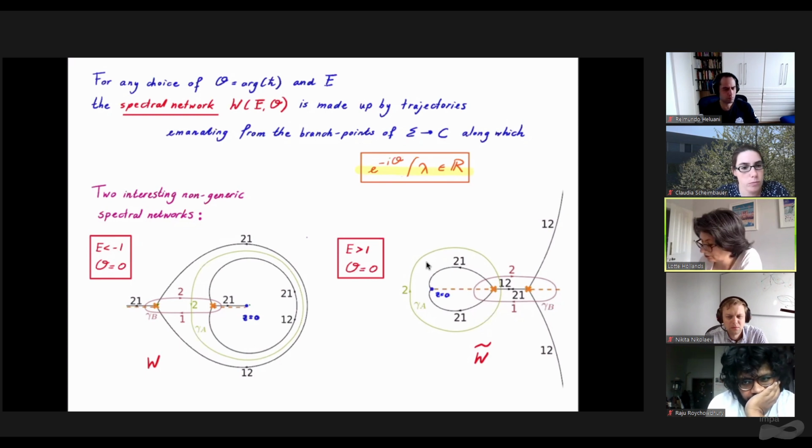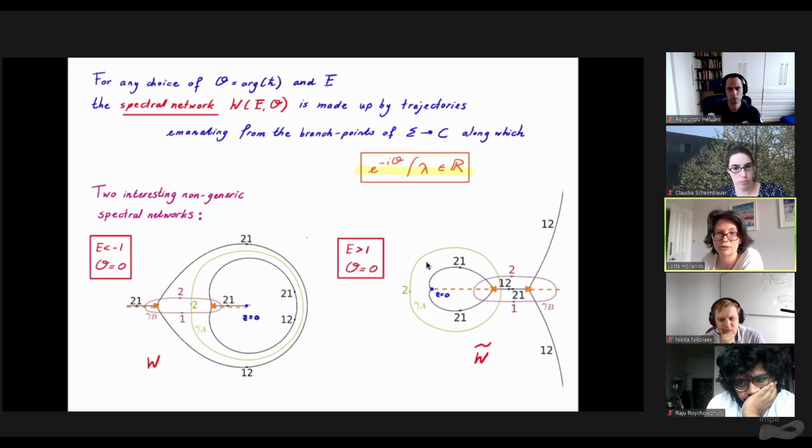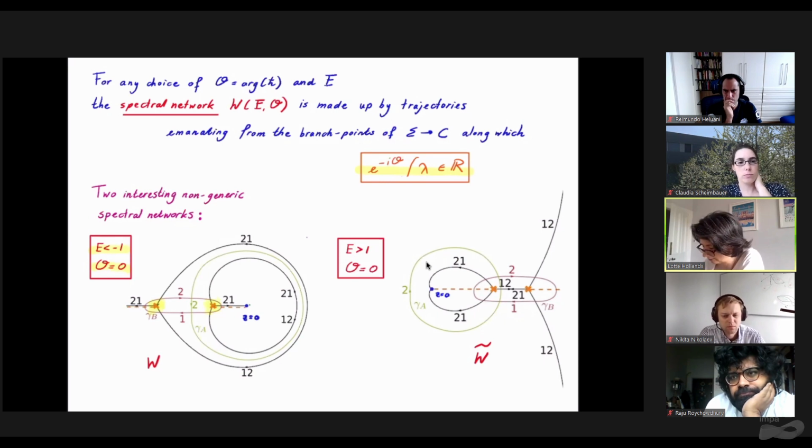So in the case of the Mathieu equation, there are two interesting, at least for this talk, interesting spectral networks, two interesting isotopy classes, I should say, of spectral networks. And one of them appears when the energy E is negative and smaller than -1, and when the phase is equal to 0. So in that case, if you start drawing the spectral network, it's made out of trajectories starting from these branch points, particularly these two branch points which I've marked here.